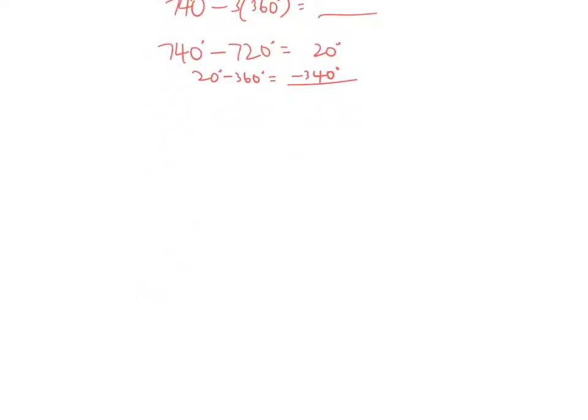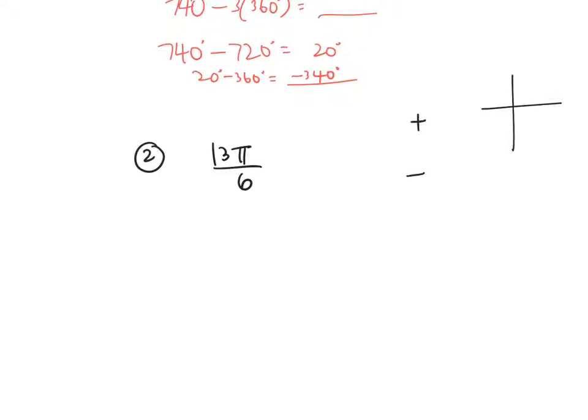Second example, let's say I have 13 pi over 6. Okay, so I have 13 pi over 6 radians. Again, I need to find a coterminal angle, one that's positive and one that's negative. So again, I want to remind you what we're doing.